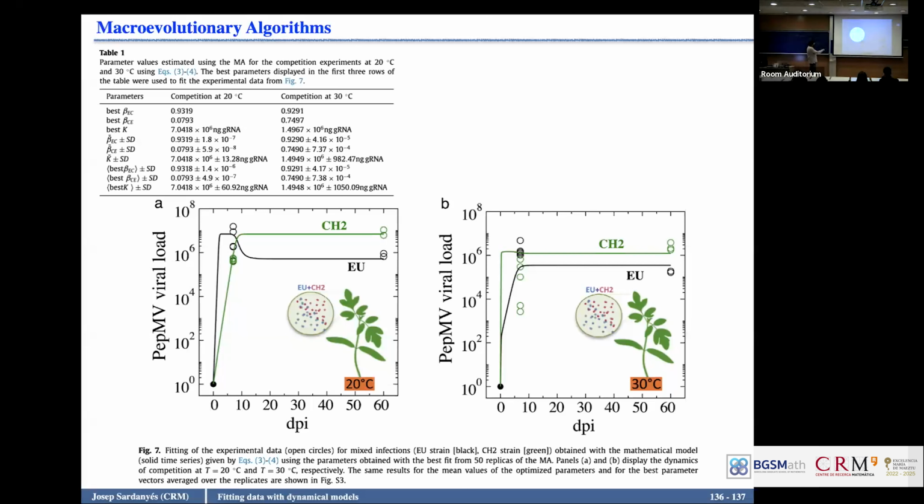So here I also have very few points, but here I am only estimating 3 parameters, the betas and the K. Okay. The most interesting thing here is that for this particular case, just at 20 degrees, there is a switch between the species. So at the beginning, it performs better, but then it decreases. And there is a switch. And the switch is important. I mean, here you have like one order of magnitude.